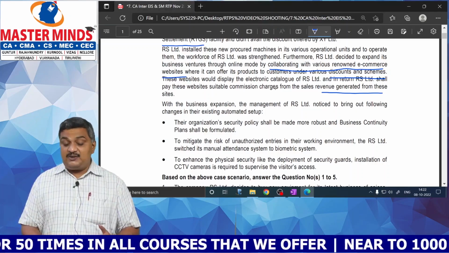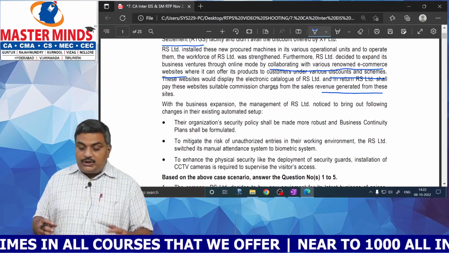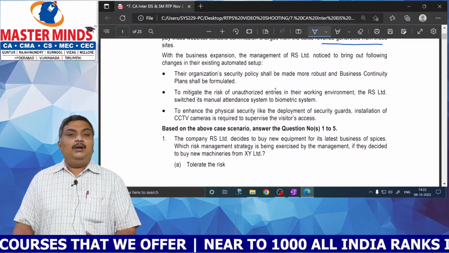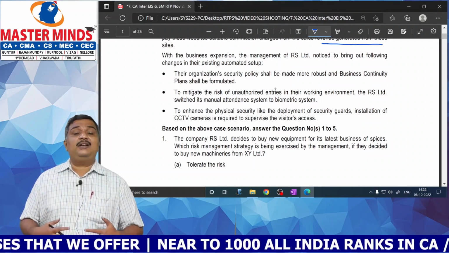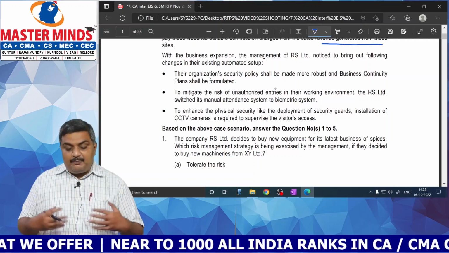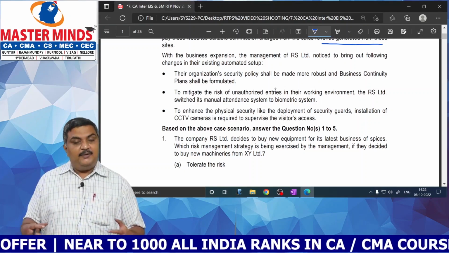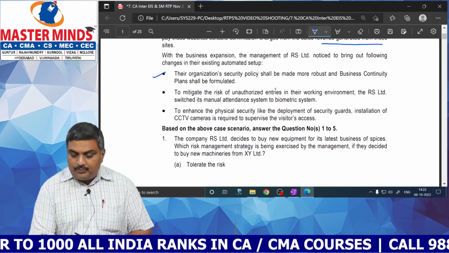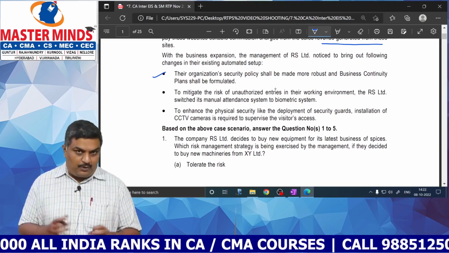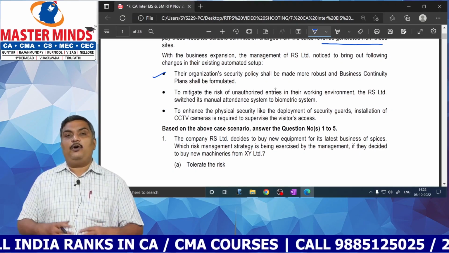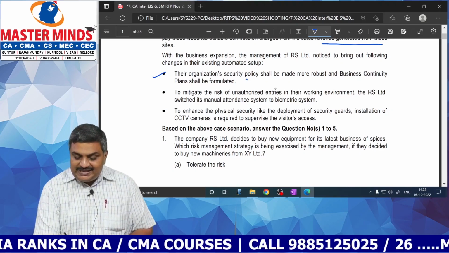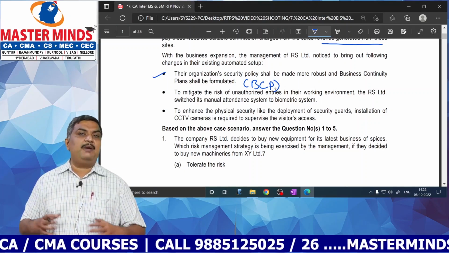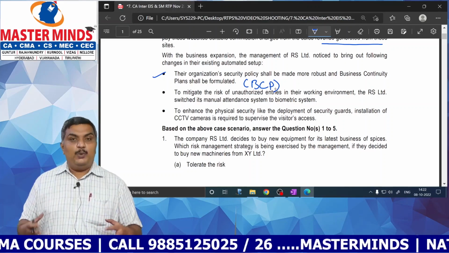And with the business expansion, the management of RS Limited decided to bring out the following changes in their existing automated setup. So, RS Limited started entering into the new business of spices, and with the business expansion, they want to automate things. Now, what have they automated? Their organization security policy shall be made robust and business continuity plan shall be formulated. So, they are thinking of formulating a business continuity plan, that is BCP, and they also want to improve their security policy and make it more robust. Robust in the sense very strong.